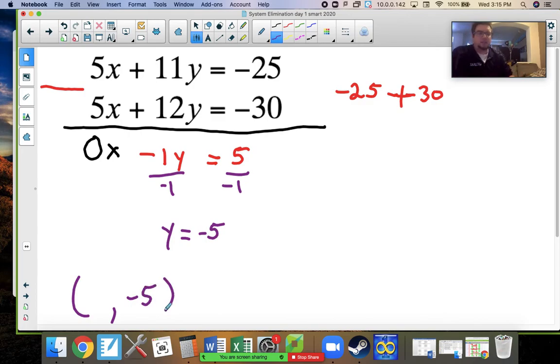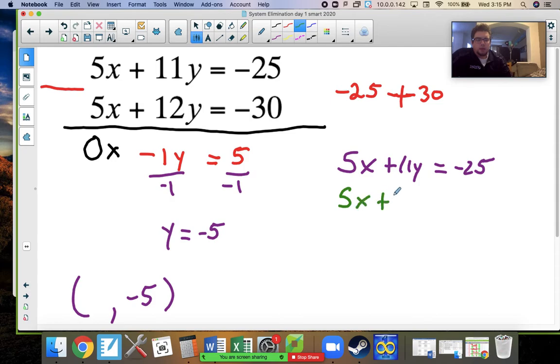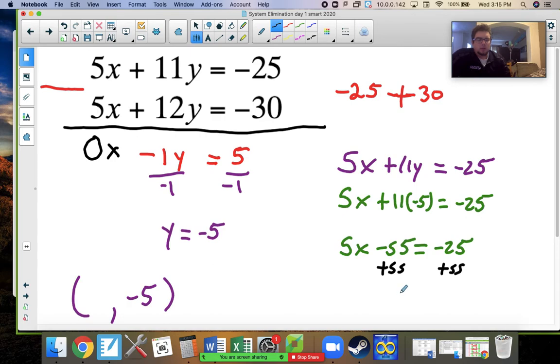Again, that's only half of our answer, so we're going to pick one of our equations. I'm going to pick the top one just because it looks slightly simpler. I'm going to plug in negative 5 for y. 11 times negative 5 is negative 55. We add 55 to both sides. We get 5x equals 30. So we divide both sides, and x is 6.